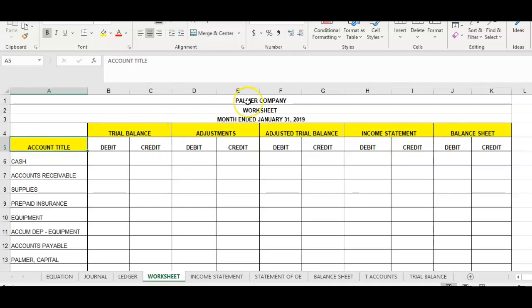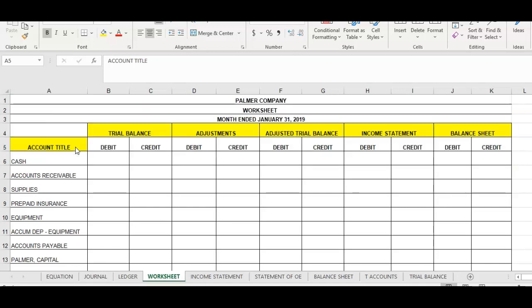Now, first the worksheet has the heading, the who, what, and when, the name of the company. Now, the worksheet is not a formal financial statement, okay? This is a document that's used internally in order to prepare the financial statements at the end of the accounting period, okay? So the first section of the worksheet is going to be the section that lists all of the account titles that are used by the company to record their business transactions.